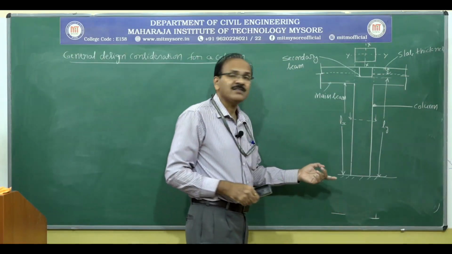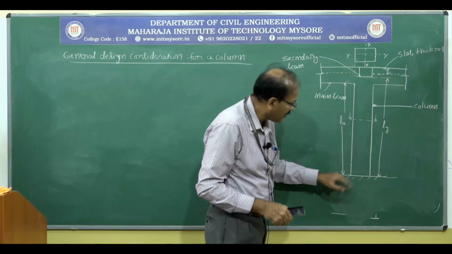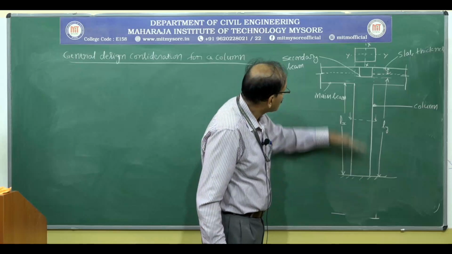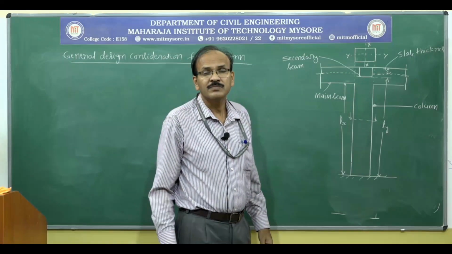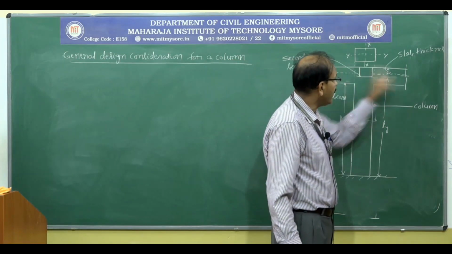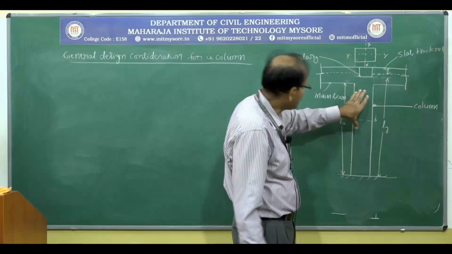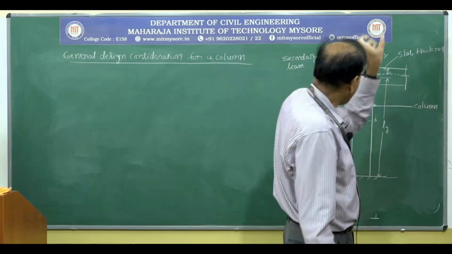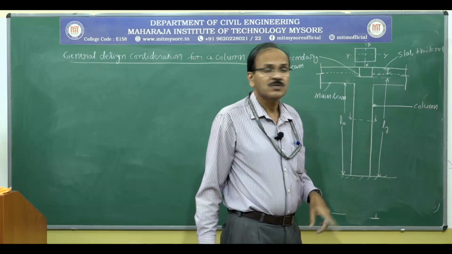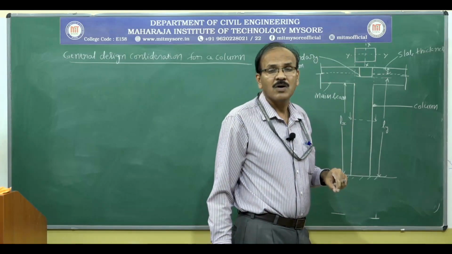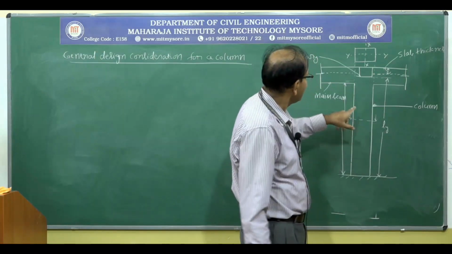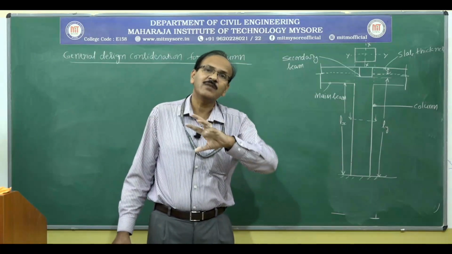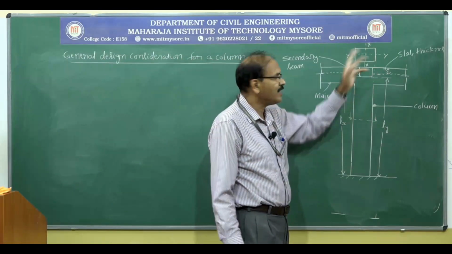So how do we measure the unsupported length? Unsupported length is measured from the floor level to the bottom of the beam, because we have beams running in both directions. So this is the column and this column is supporting a beam in this direction as well as beams running perpendicular to the board. So these are secondary beams. Is it clear to you? So as a result, this column is likely to bend in both directions, that is in both axes, both xx axis and yy axis.